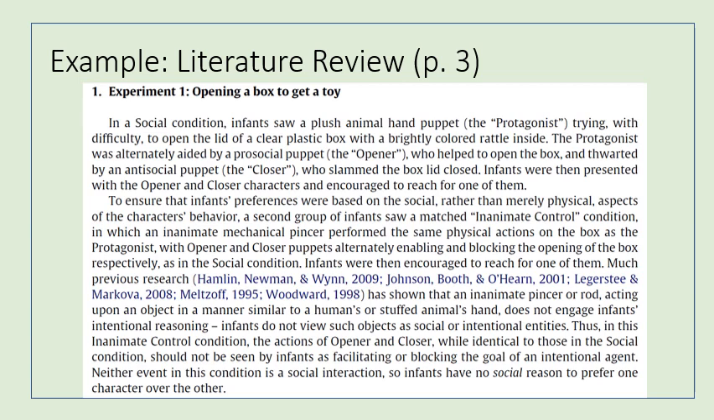They gave us a whole list of research foundation for why they felt it was important to include this inanimate control condition. And that's because infants have been previously shown not to see mechanical objects as individuals acting intentionally as you or I would.